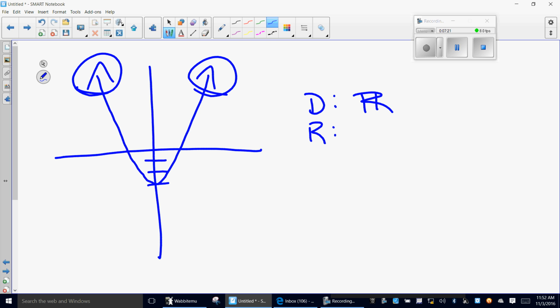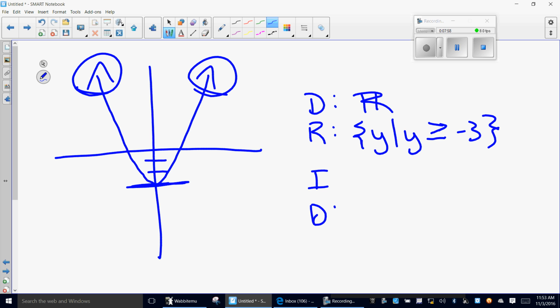How about the range? How far up does this go? Forever. How far down? To negative 3. Now, if it has a stopping point, you've got to make a statement to the stopping point. So we would say the range is all y's such that y is greater than or equal to negative 3. Okay? Any questions on range?